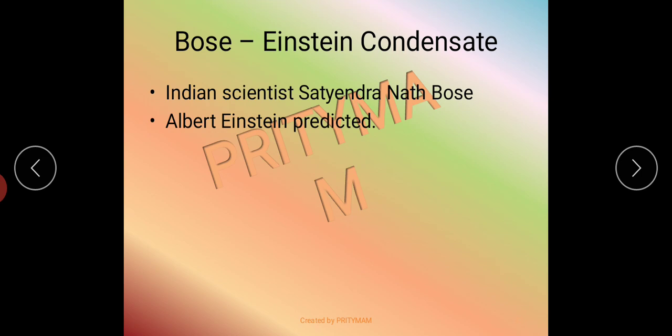BEC. The 5th state of matter called Bose-Einstein condensate was finally achieved by 3 scientists, Cornell, Ketterle and Wieman. They were all of USA, by cooling a gas of extremely low density, about one hundred thousandth of the density of normal air, to super low temperatures.